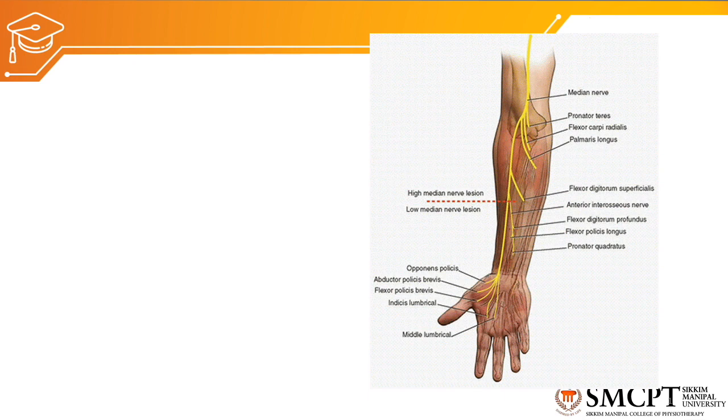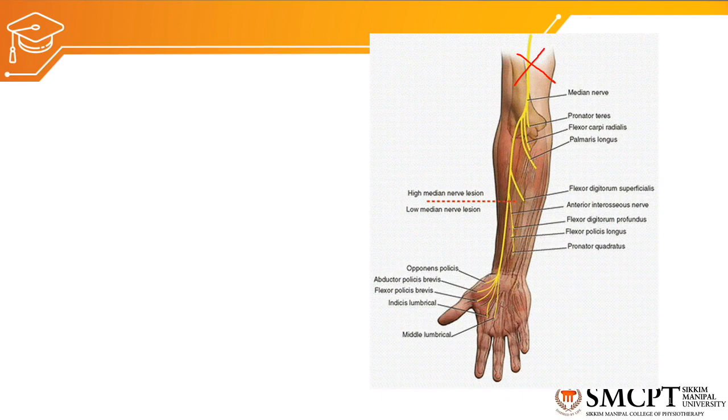Once we know the course of the nerve, we can predict the level of injury. If the level of injury is above the elbow joint, that is at the distal part of the humerus or supracondylar area, then the overall function of the median nerve may be involved. For example, supracondylar fracture causing median nerve injury. In this kind of condition, overall function of the median nerve may be lost.